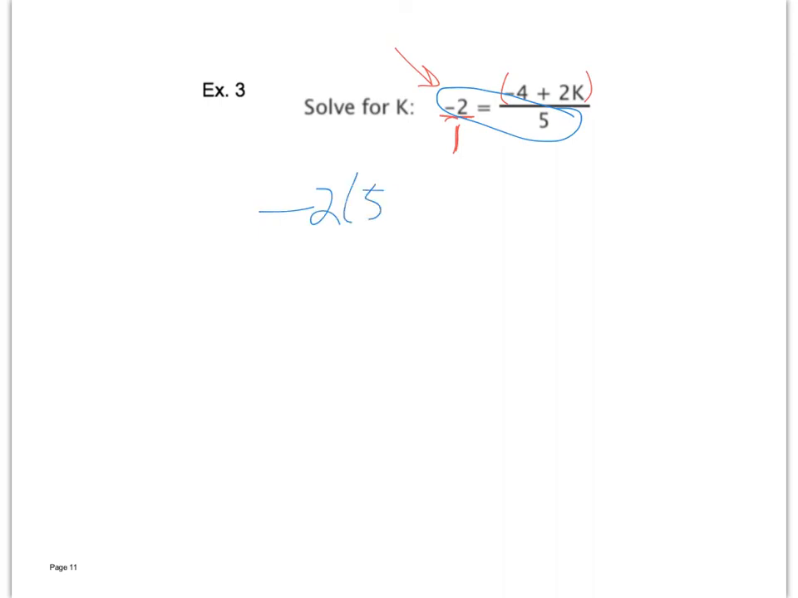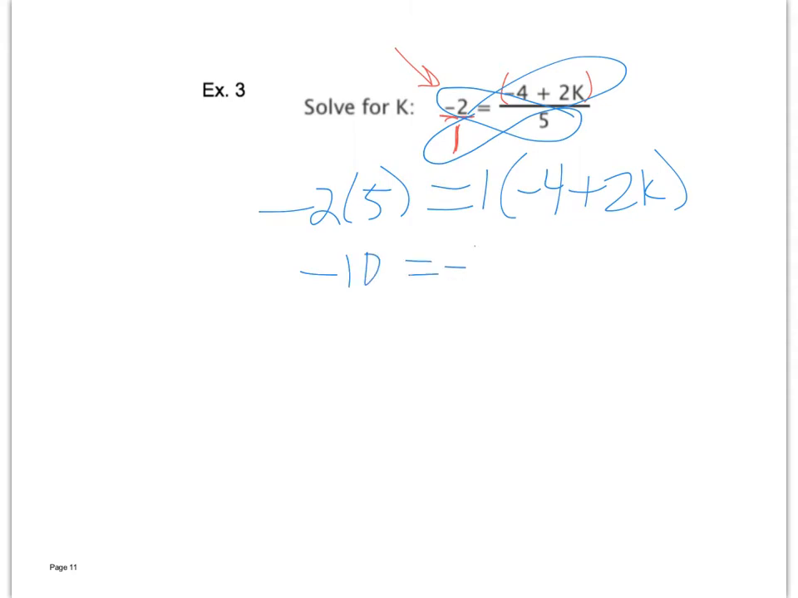Negative 2 times 5 equals, and on the other side, 1 times negative 4 plus 2k. Well, 1 times anything is just itself. So there you have it. That's negative 10. So now when I add 4 to both sides, I get negative 6.